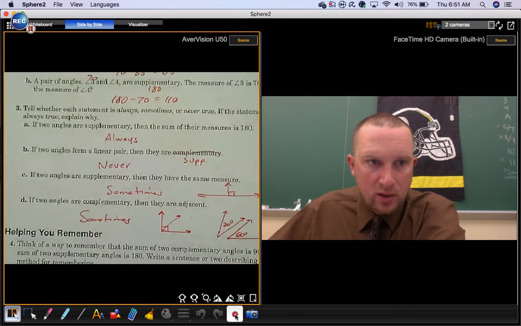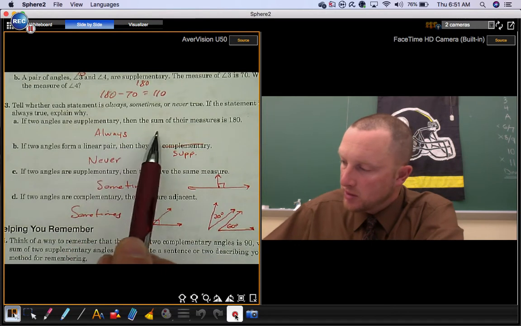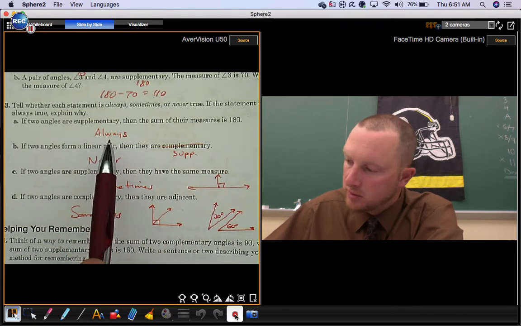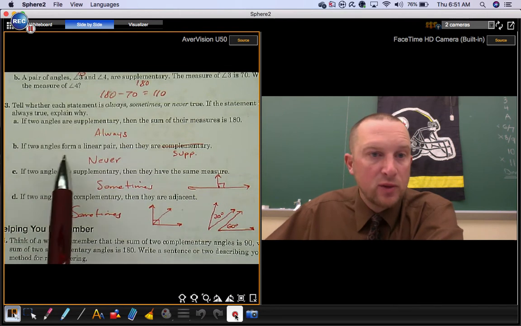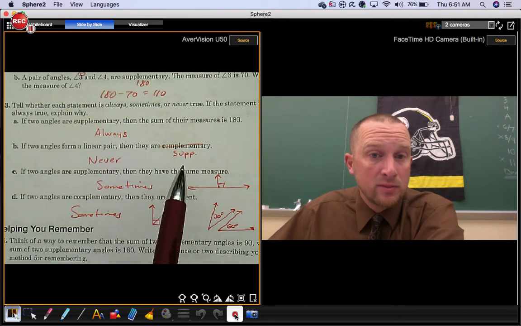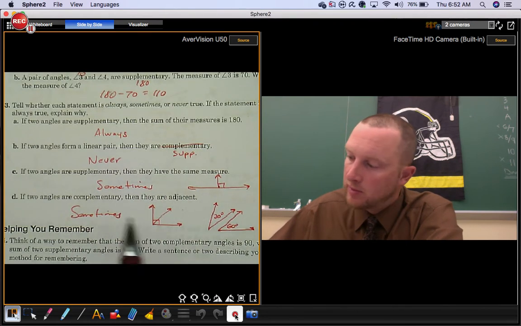Number 3, always, sometimes, or never. Part A, if two angles are supplementary, then the sum of their measures is 180. That always happens. Part B, if two angles form a linear pair, then they are complementary. Should be supplementary. So put never, change complementary to supplementary.